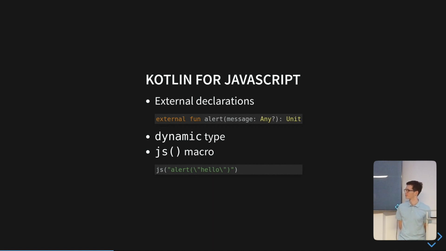The other solution is to use dynamic type. It's basically just a way of telling the compiler to turn off type checking. The other solution is the JS macro, which suspiciously looks like a function call, but really it isn't. It takes in a string constant, and in compile time, it will just put that string into your JavaScript source code. And by the way, the output type of this JS expression is also dynamic.